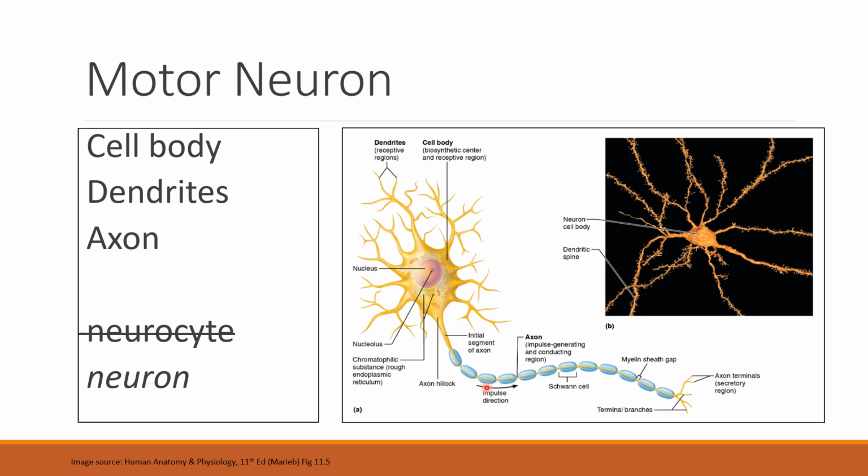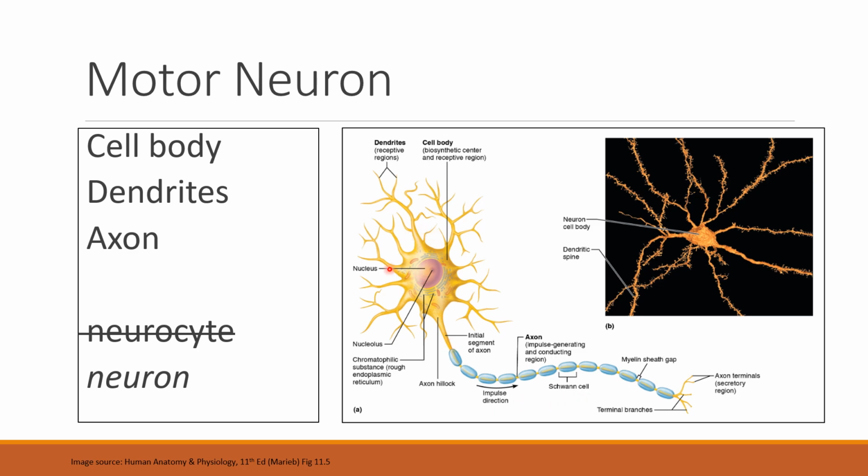Along the longer part of this neuron is called an axon. That's the really long thing that extends out. It could be very long or very short, depending on the nerve cell, where it's located and what it does. On the axon itself, these little cushiony-like things are called myelin, made by Schwann cells. We'll talk about that in a few slides.